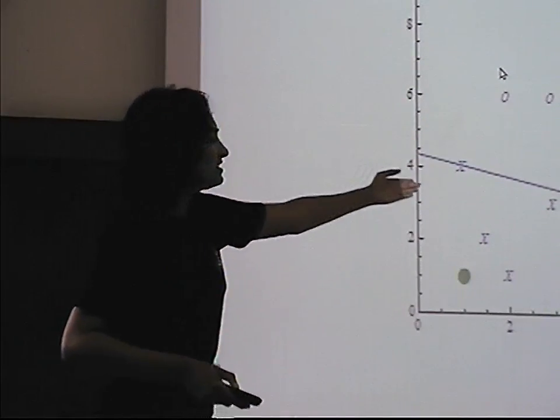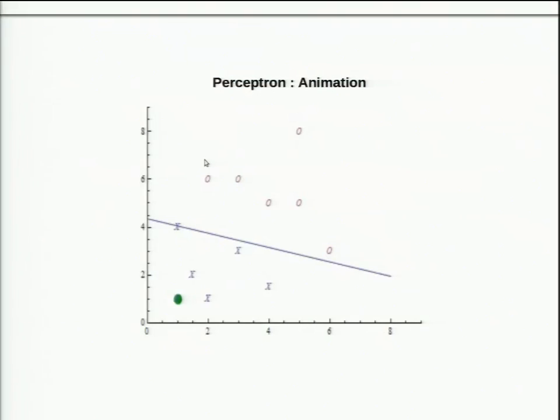So suppose I want to find this line, such that all the circles are on top of the line and all the crosses are below the line. This is a separating line and it does not look optimal by any means, right? You could have another line that better separates the two classes in this particular case. But suppose I want to find this line.